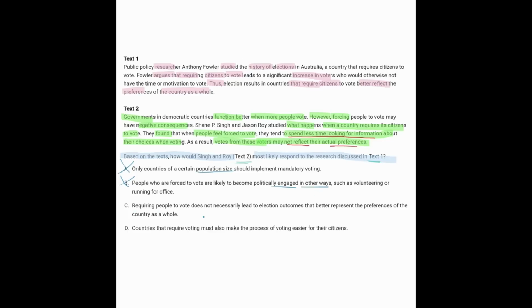C, requiring people to vote doesn't necessarily lead to outcomes that better represent the preferences of the country as a whole. That does sound like what we read. And D, countries that require voting must also make the process of voting easier. We didn't see anything about increasing the ease of voting. So the answer here is going to be C.